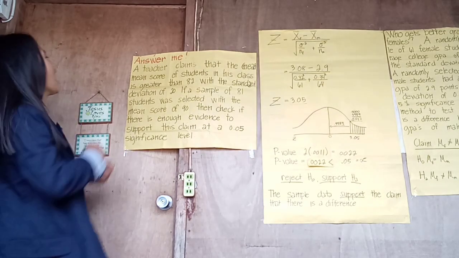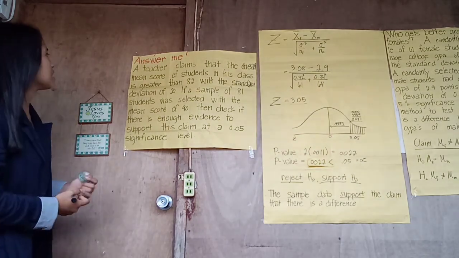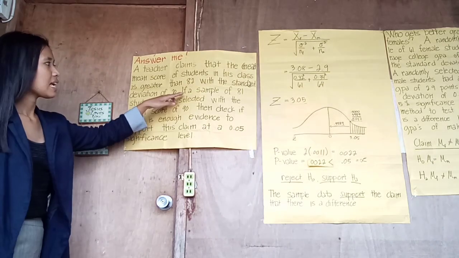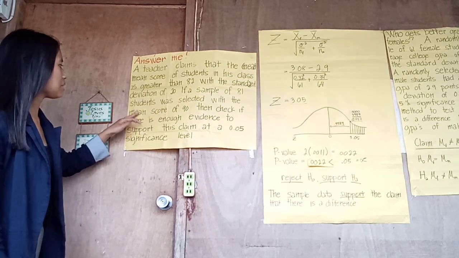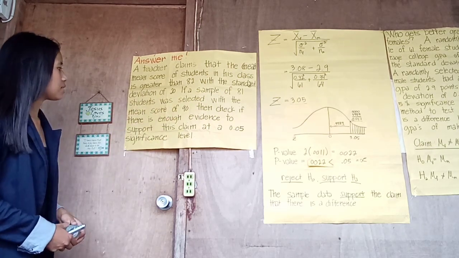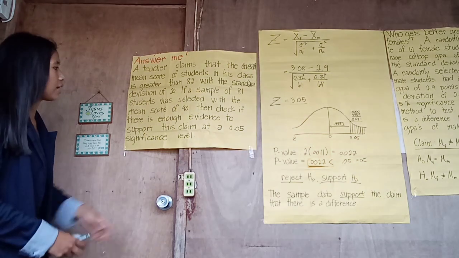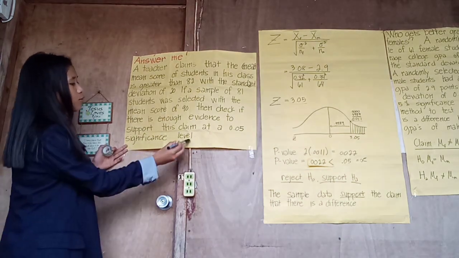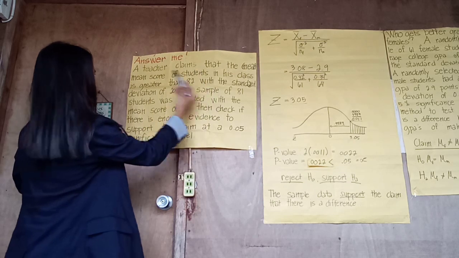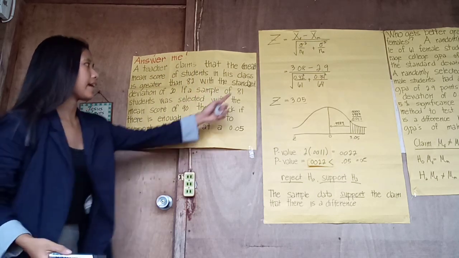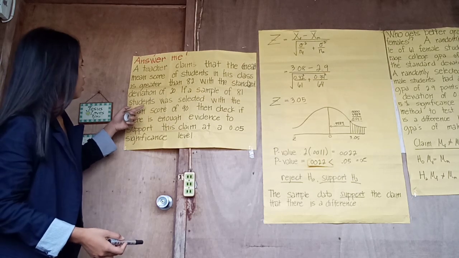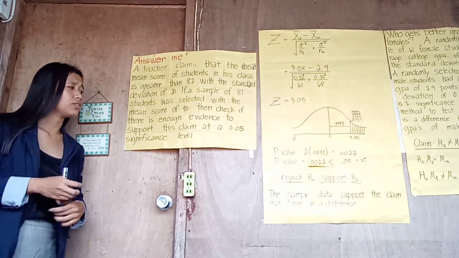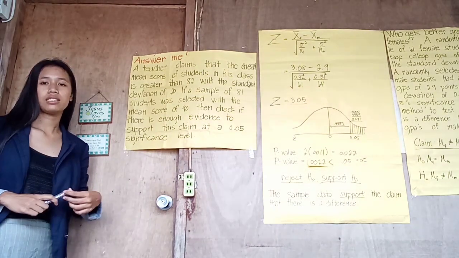Okay. So, the teacher claims that the mean score of students in his class is greater than 82 with a standard deviation of 20. If a sample of 81 students was selected with a mean score of 90, then check if there is enough evidence to support his claim at a 0.05 significance level. Okay, so the significance level is given, the mean score, which is 82 and 81, and the standard deviation is given. Okay, you just need to analyze.